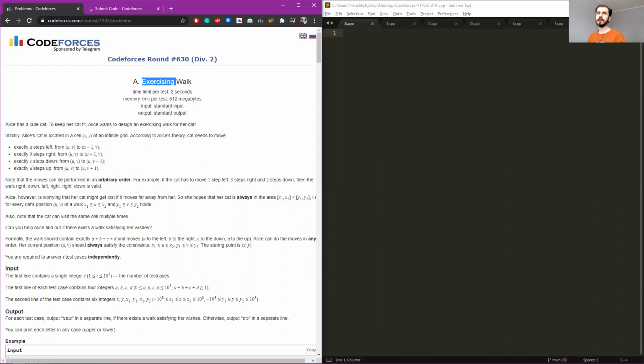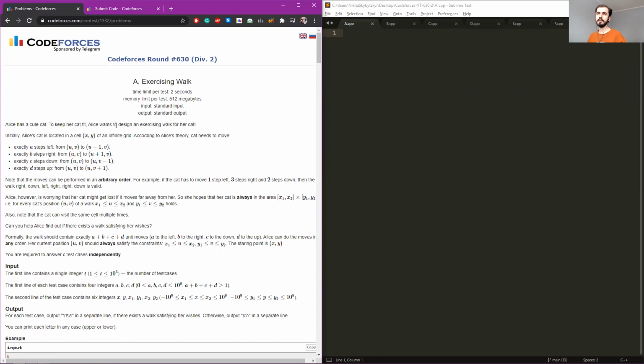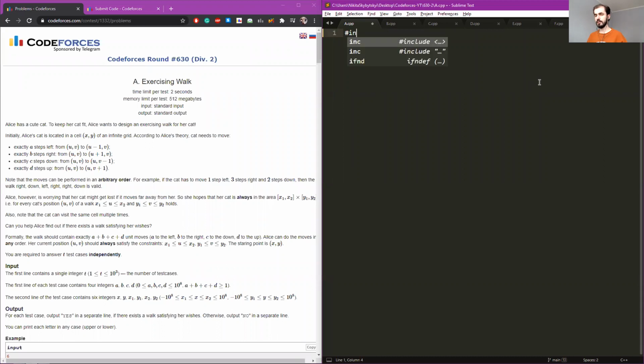So, exercise and walk. Alice has a cute cat. To keep her cat fit, Alice wants to design an exercise and walk for her cat. Initially, Alice's cat is located in a cell (x, y) on an infinite grid. According to Alice's theory, the cat needs to move exactly a steps left, b steps right, c steps down, and d steps up.